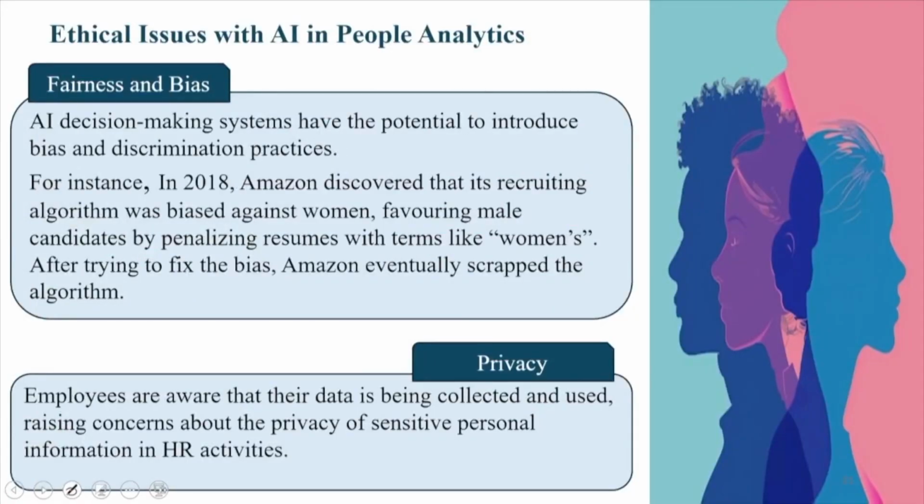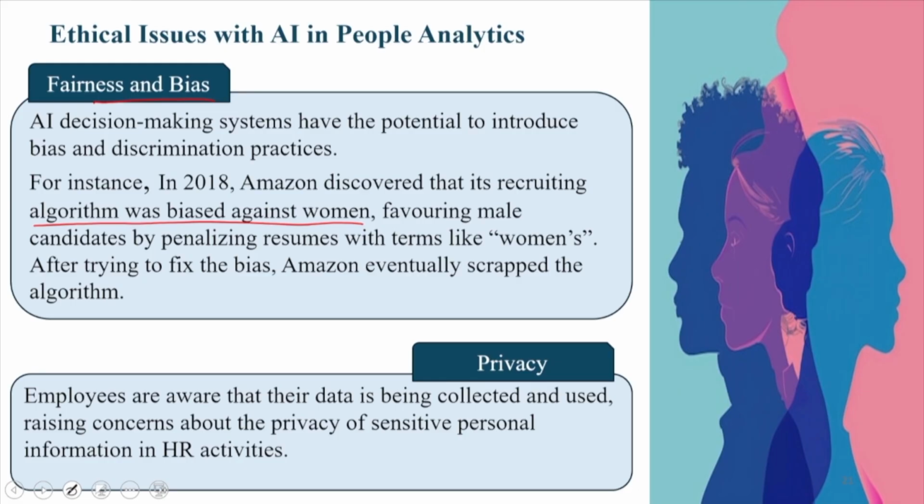We have the first and foremost one, the most critical one, obviously the fairness and bias issue. Hiring algorithms and AI decision-making systems have the critical potential to introduce bias and discriminatory practices, leading to unfair treatment of candidates and employees. In 2018, Amazon discovered that its recruiting algorithm was biased against women. If you have followed the news, it was a big problem. It favored male candidates by penalizing resumes with terms like "women's" and downgrading graduates from all-women colleges.